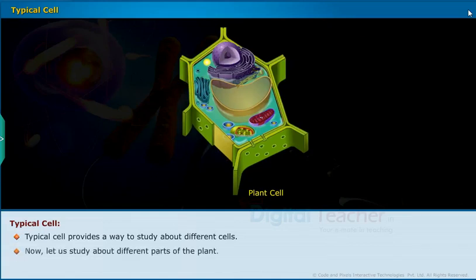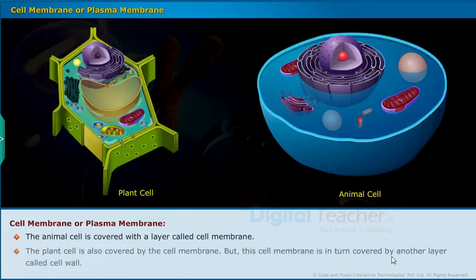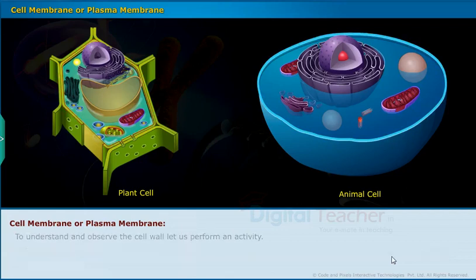Now, let us study about different parts of the cell. First, let us learn about cell membrane or plasma membrane. The animal cell is covered with a layer called cell membrane. The plant cell is also covered by the cell membrane. But this cell membrane is in turn covered by another layer called cell wall. To understand and observe the cell wall, let us perform an activity.